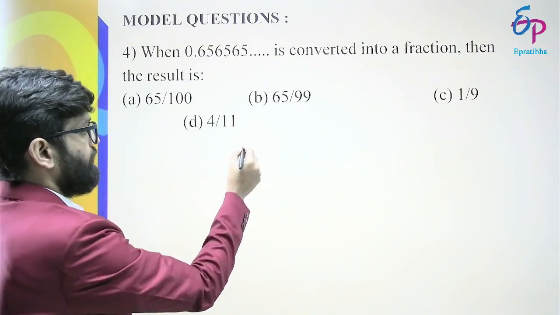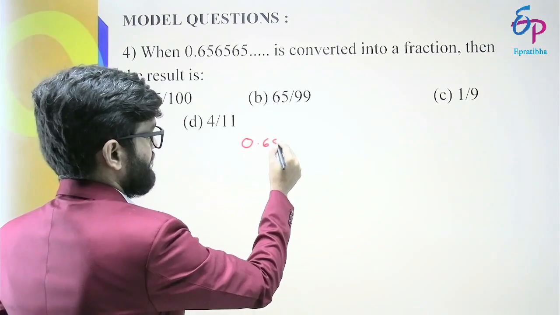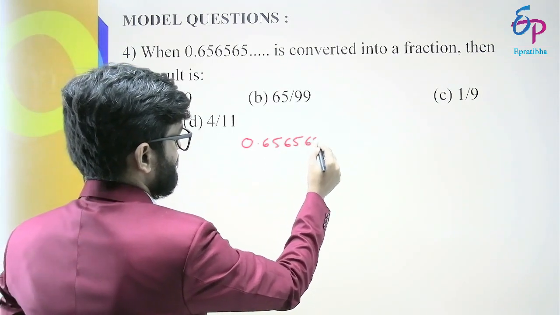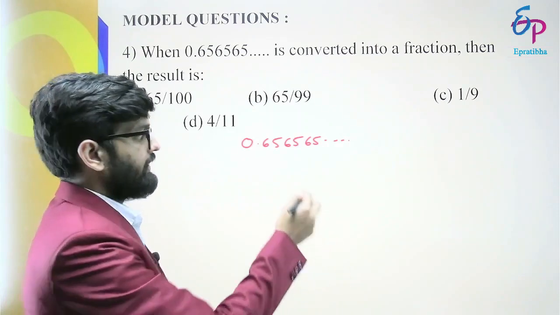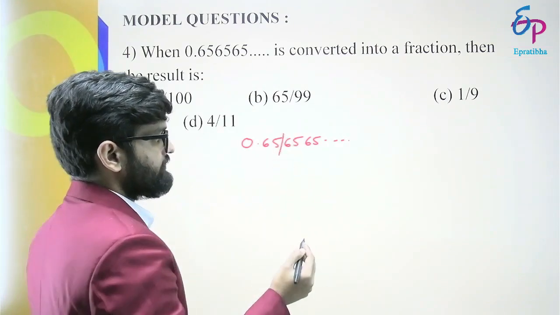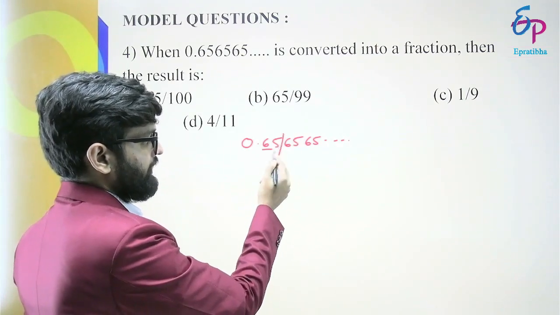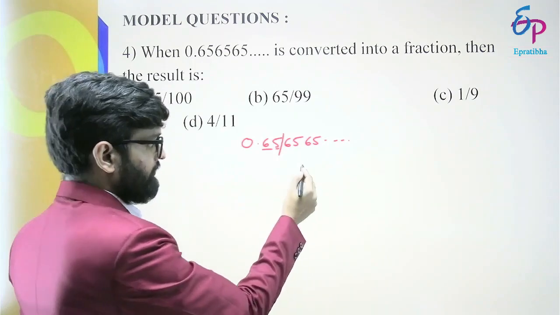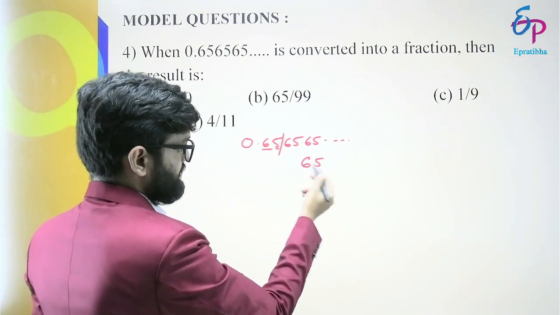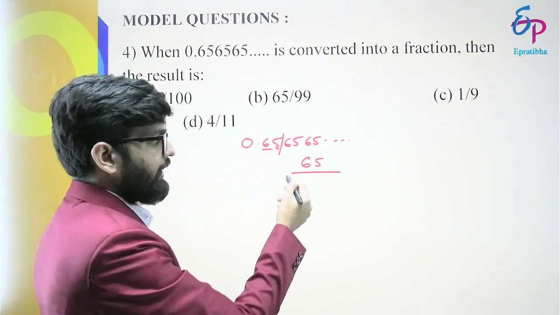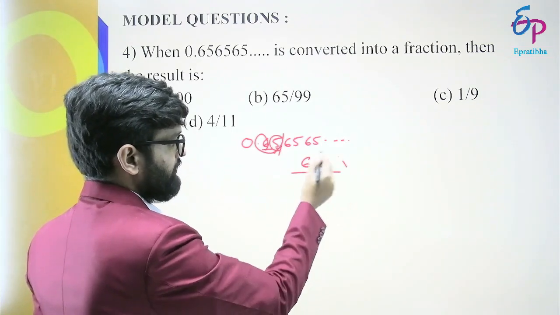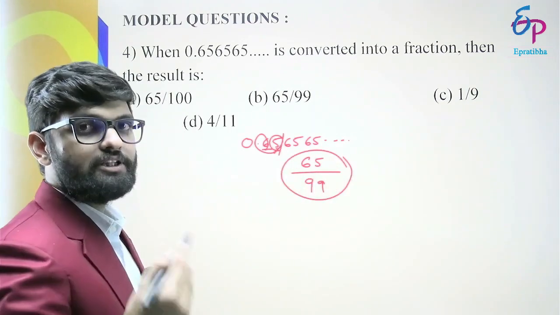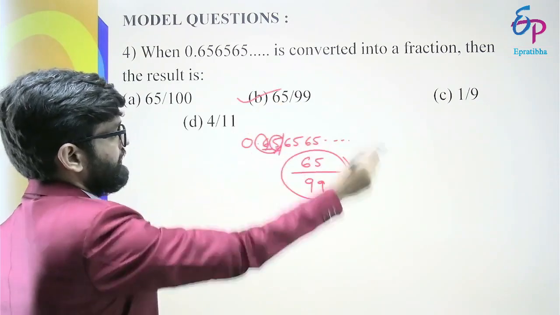Now, what is 0.6565 and so on? It started repeating after 65, right? Again 6 is coming, again 5 is coming. That means from the repeating part, you have to write 65 in the numerator. And how many numbers are being repeated? 2 numbers are being repeated. That means you have to write two 9s. So 65 by 99 is the correct answer.